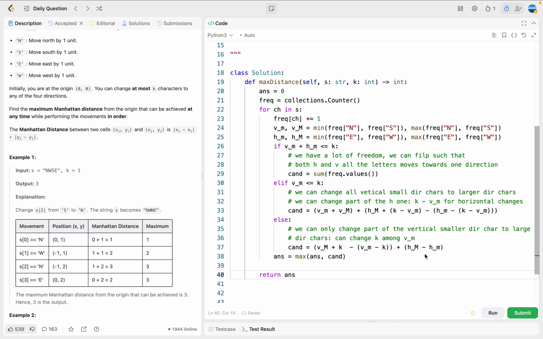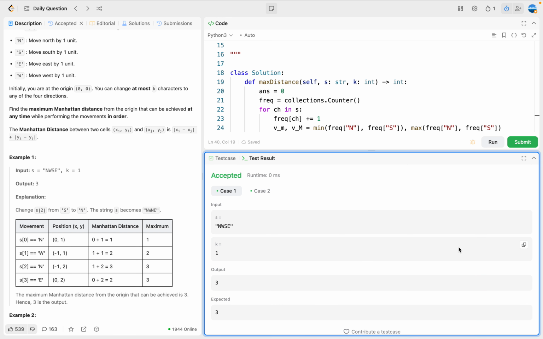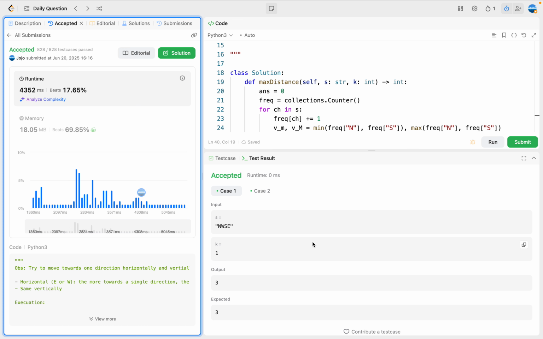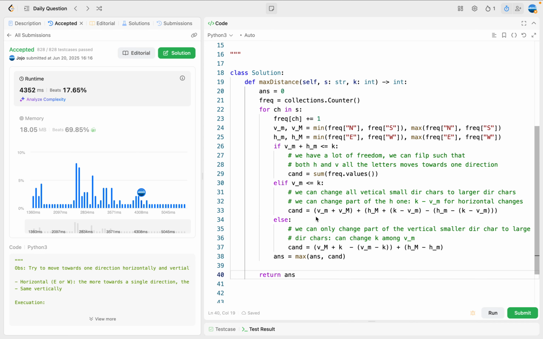So now let's do a test. Yeah, it passes the two test cases. Now let's look at the generic case. Yeah, it passes all the cases.